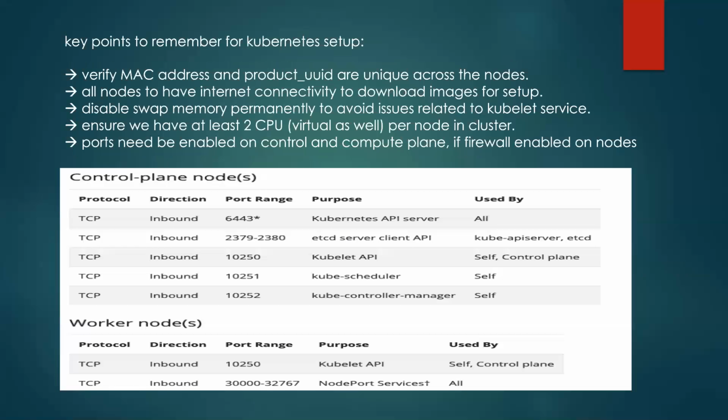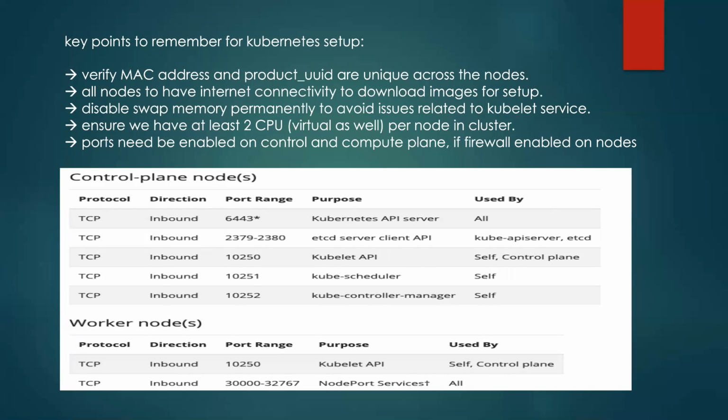Okay, so the next thing is the key points that we have to remember when setting up the Kubernetes cluster. There are a few points to remember. The first and foremost thing is that every node should have a unique IP address. That's a general thing which everybody knows. The MAC address should be unique, and the product UID should be unique. These are the basic things which we have to verify. And all the nodes should have internet connectivity, because you need to download a lot of images in order to spin up the pods and set up the applications.